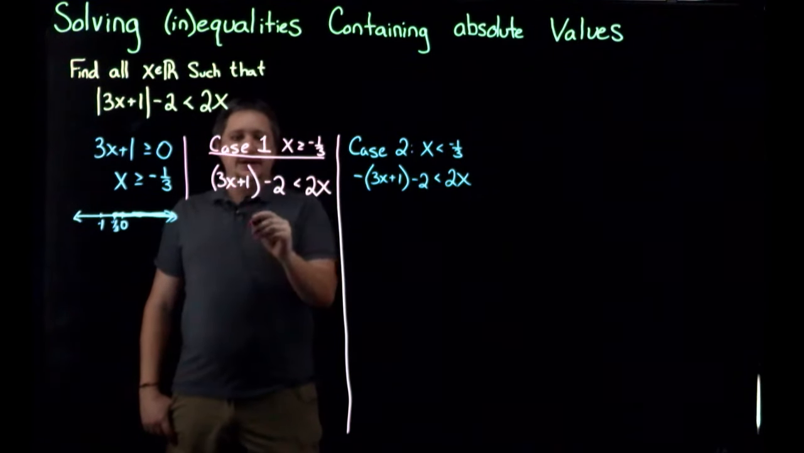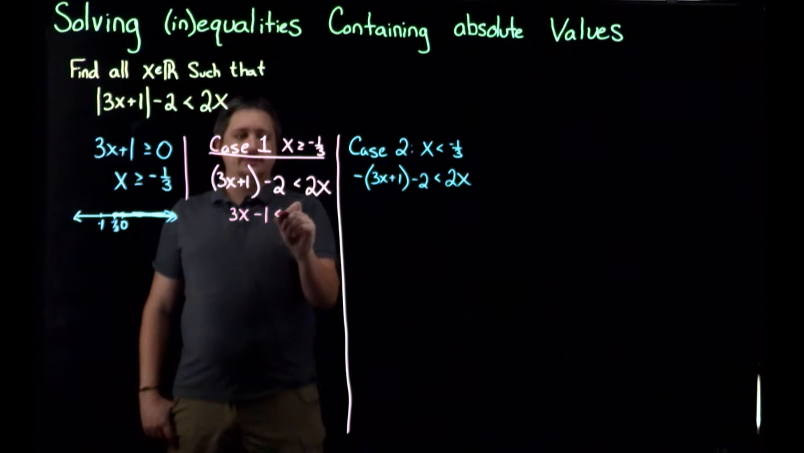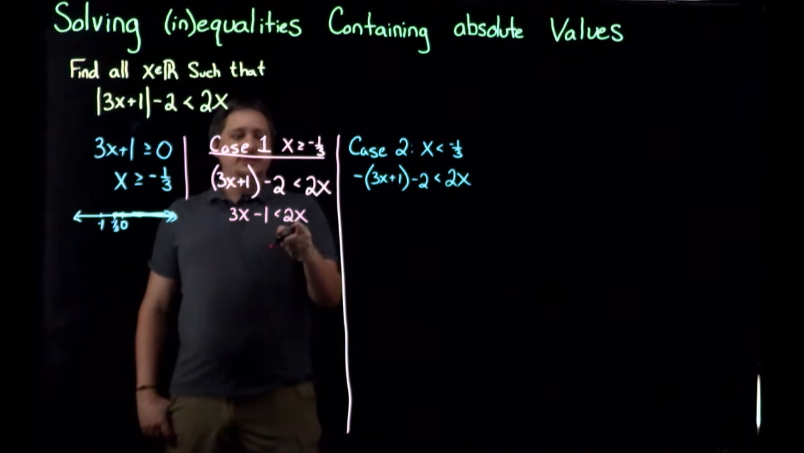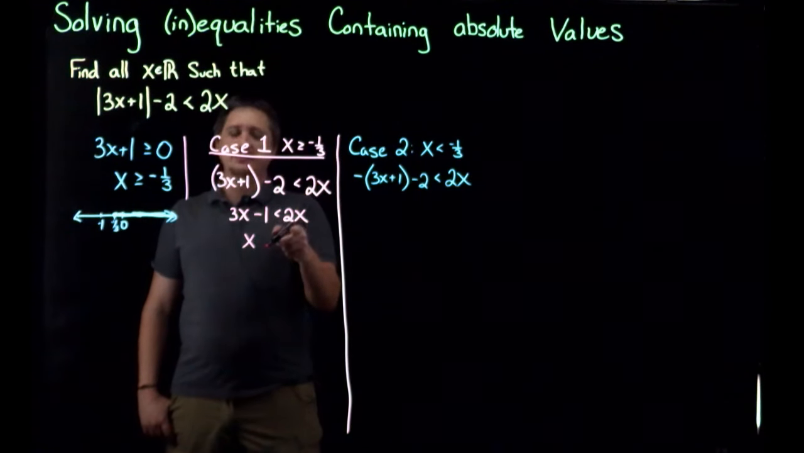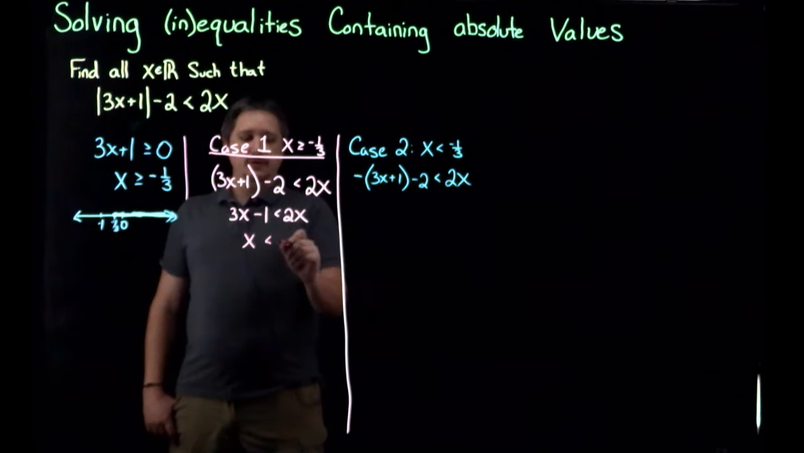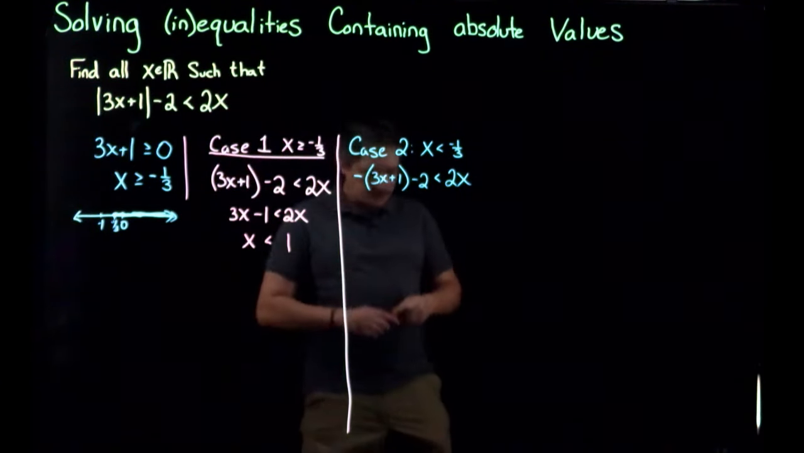So here I have 3x plus 1 minus 2, so I have 3x minus 1 less than 2x. So I can subtract 2x over and add 1 over. If I subtract 2x over, I'm going to have just x left, right, because I have 3x minus 2x. Adding 1 over, I'm just going to have x less than 1, okay?